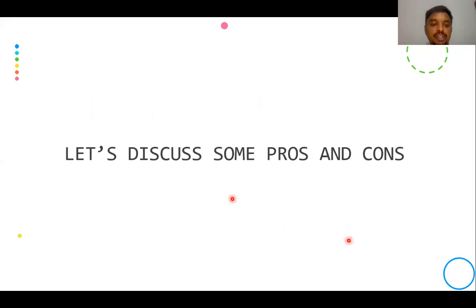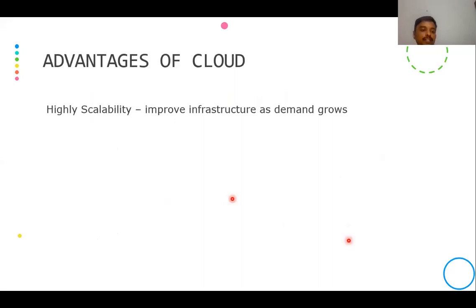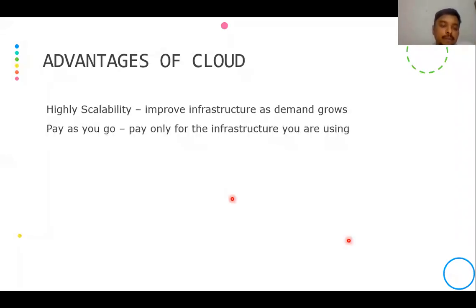So does this mean everything is good with cloud and there are no disadvantages at all? No. Let's discuss the advantages, and then we will look at the disadvantages of cloud. High scalability. This is something that we've discussed continuously through this webinar. That is, infrastructure can be improved as demand grows. Pay as you go. You only pay for the infrastructure that you are using.